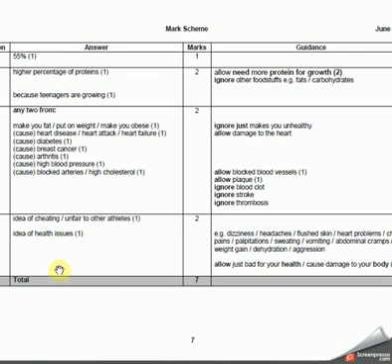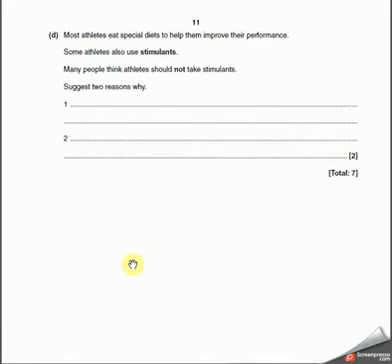So what does the actual mark scheme tell us? Idea of cheating, unfair to other athletes, literally what we said. Idea of health issues, so a stimulant making the heartbeat faster, so dizziness, headaches, that kind of thing. Alright, that was simple enough.